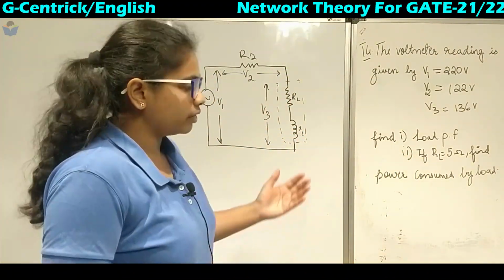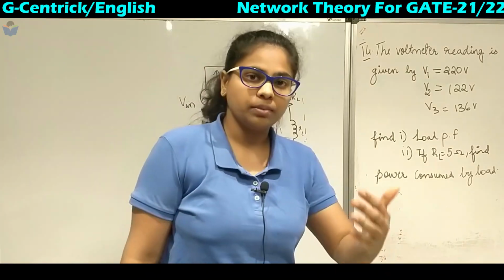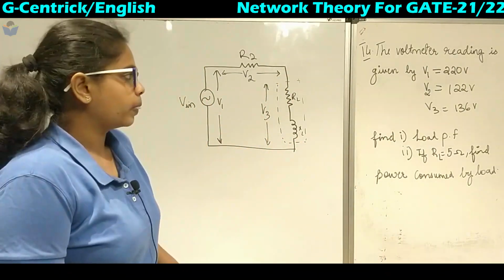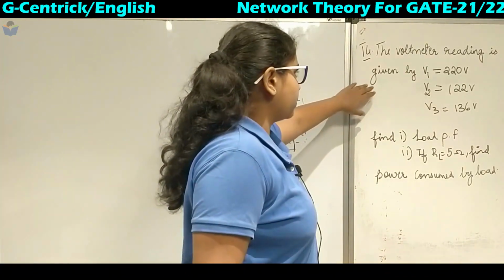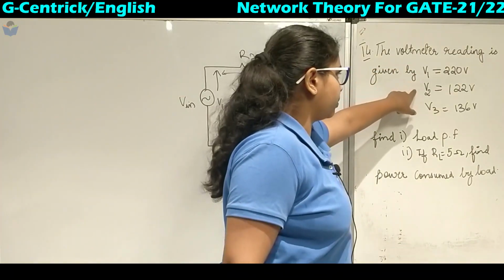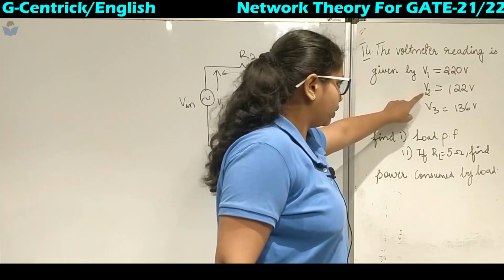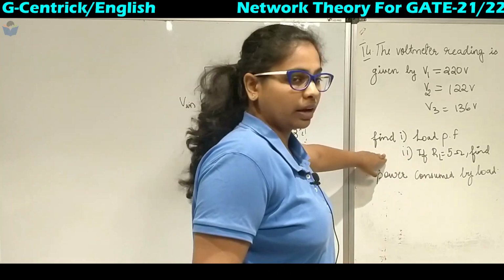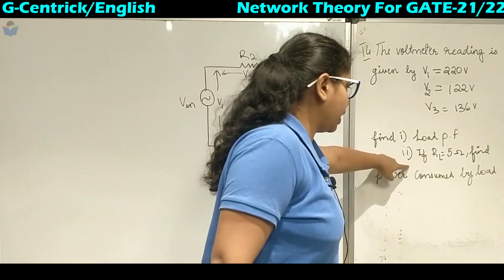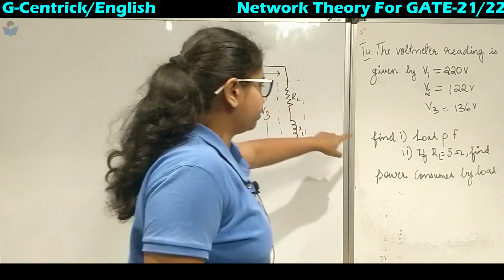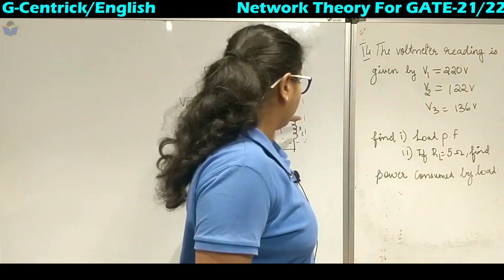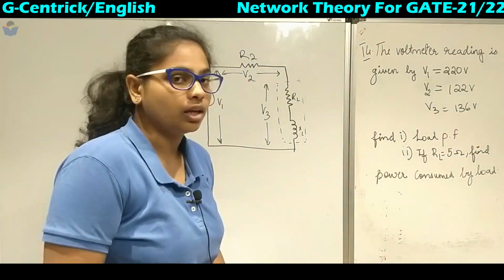So in this lecture we will continue with the problems based on the power and power factor. The given question is, the voltmeter reading is given by these three values V1, V2 and V3. We have to find the load power factor, and when RL is given, which is equal to 5 ohm, we have to find the power consumed by the load.